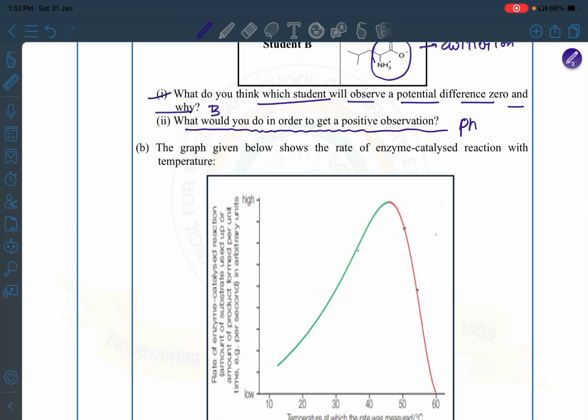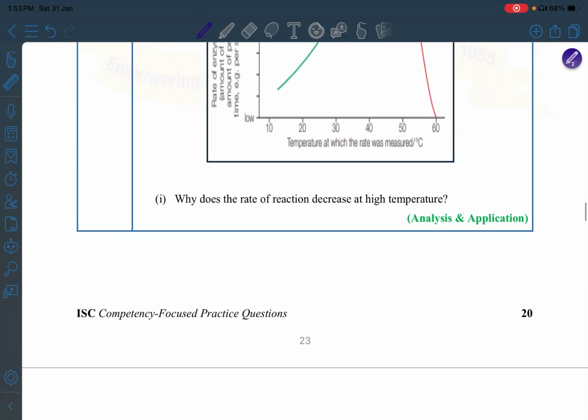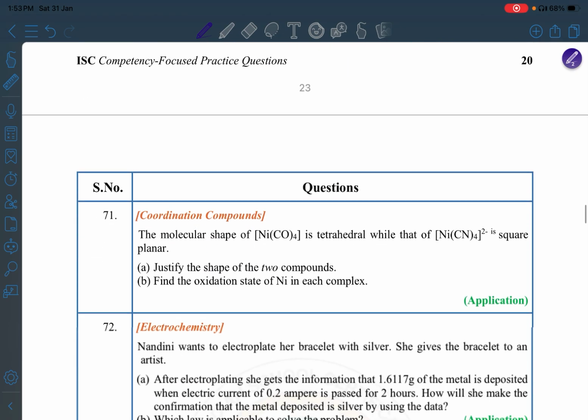Question number 70B. The graph given below shows the rate of an enzyme-catalysed reaction with temperature. Why does the rate of reaction decrease at high temperature? At high temperature, denaturation of the protein takes place. That's why the rate of reaction decreases at high temperature.